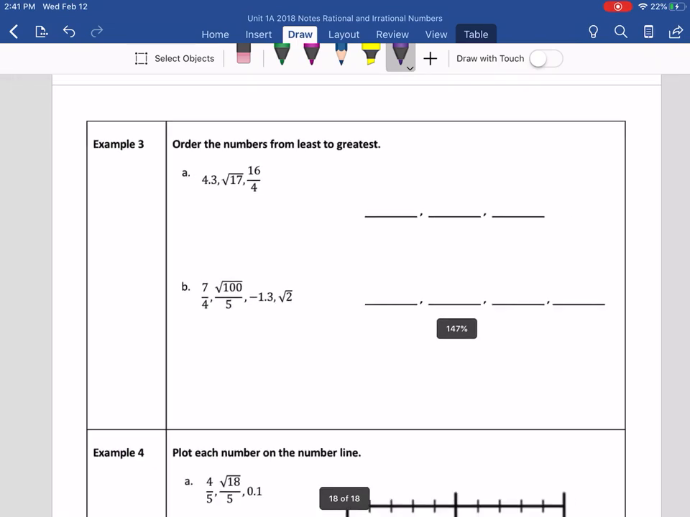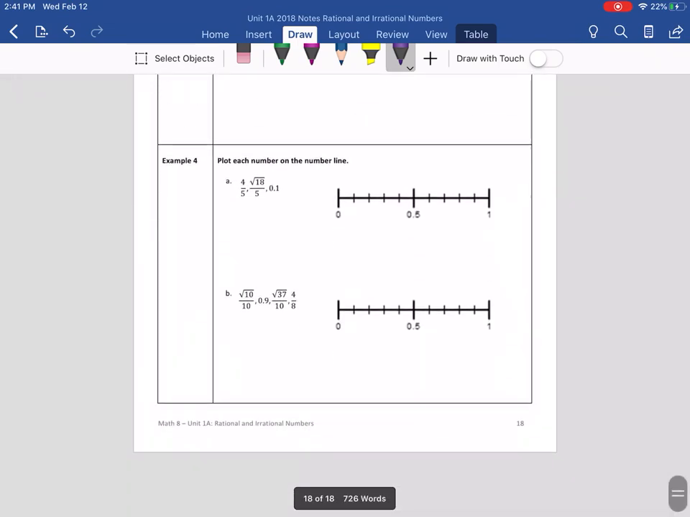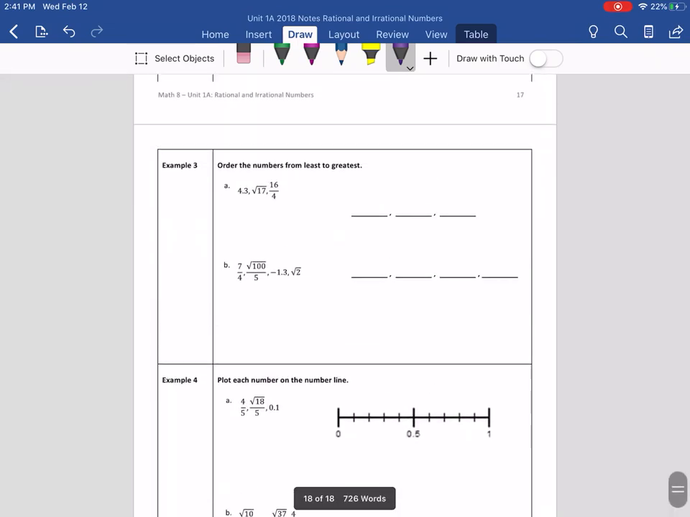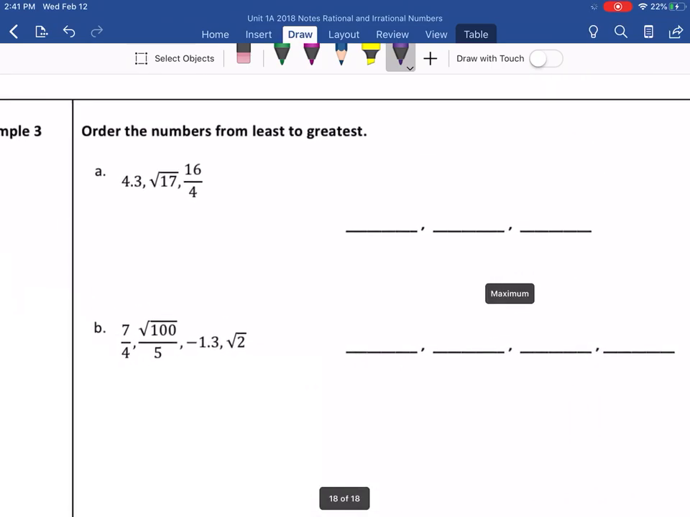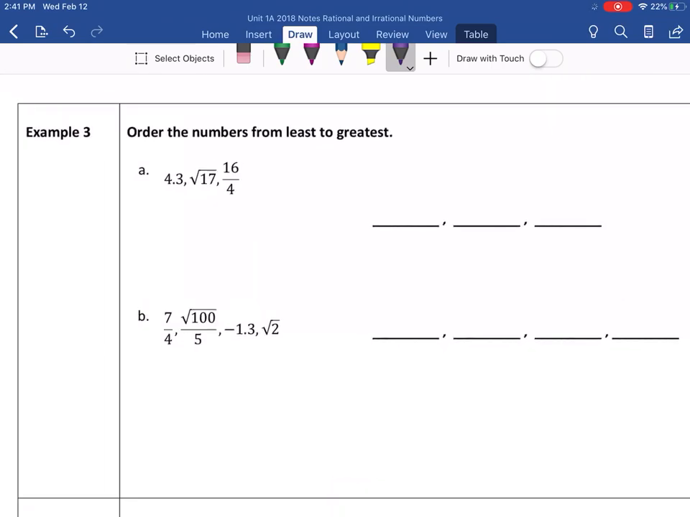All right, let's look at example number 3. By the way, we are on page 18 of your notes. Now we have 3 numbers. We have 4.3, we have the square root of 17, and then we have a fraction, 16 over 4.